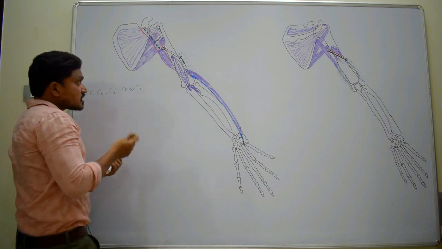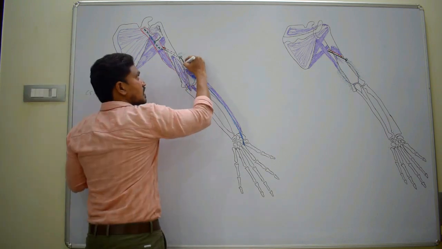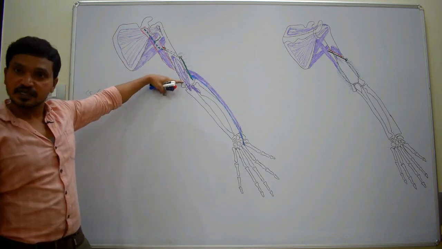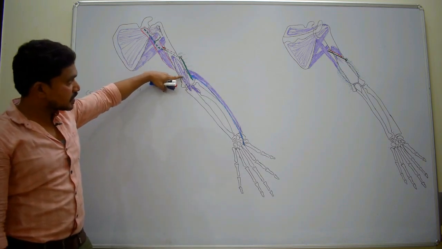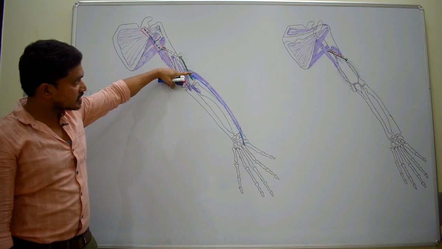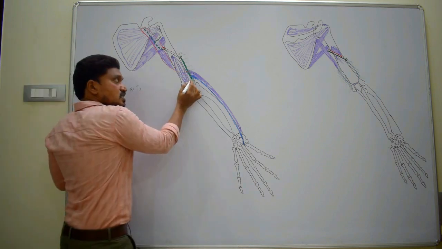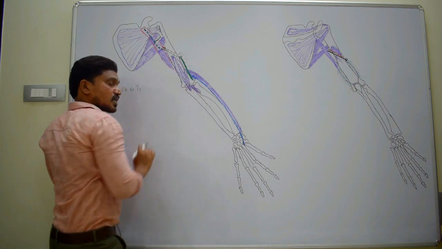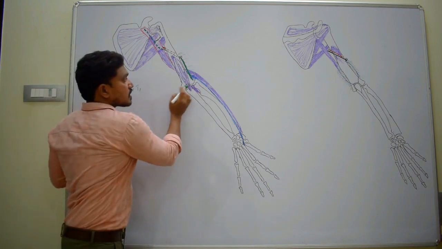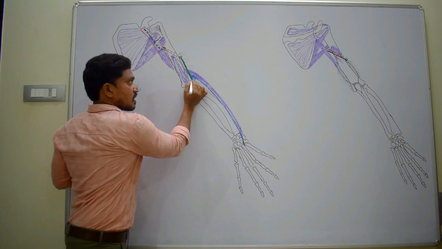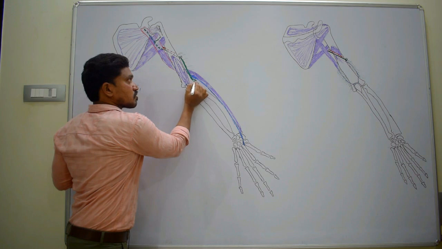In between these structures, this nerve is running. See here, this is the radial nerve. Where is it present? It is present in between the brachialis medially, brachioradialis and extensor carpi radialis longus laterally. When it reaches the anterior aspect of the lateral epicondyle, 1 centimeter lateral to the tendon of biceps, this nerve, that means the radial nerve, will be divided into a superficial branch, this is the superficial branch, and a deep branch.